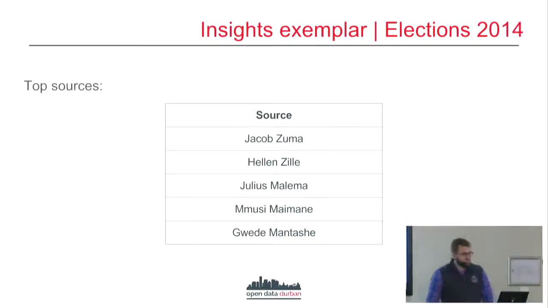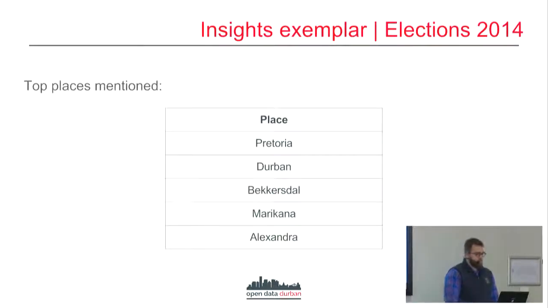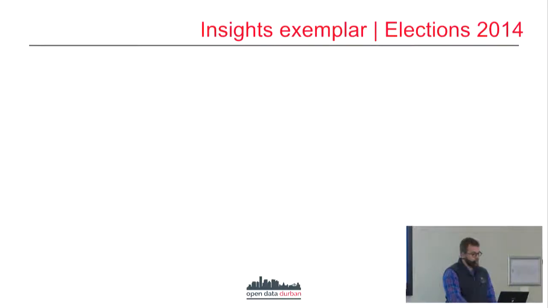So just to show you the kind of stuff that can be pulled out, this is a very simple example from the 2014 elections. You analyze who are your top sources, and no surprises here. But you can begin to look at who were the people whose opinions were most asked and most written about. What were the places most mentioned? Now, in 2014, you can understand Pretoria, Durban, but interestingly, Cape Town's not up here. Probably because it's not necessarily ANC associated. But Bekkersdal and Marikana, both mining areas, suddenly became a very important source of the news over a certain period, and were actually quite influential.